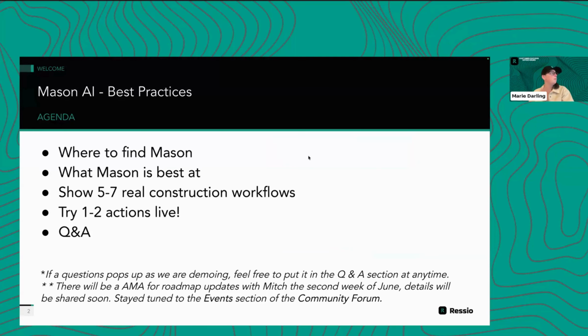So what's Mason AI best practices? Today we're going to be going through where to find Mason, what Mason is best at, and show about 5 to 7 real construction workflows. We would love for you all to try 1 to 2 actions live on your own in your own projects, because everyone's data is different. Everyone has different estimates, everyone has different workflows. So we want you to use your data. Your data is going to give you the best results.